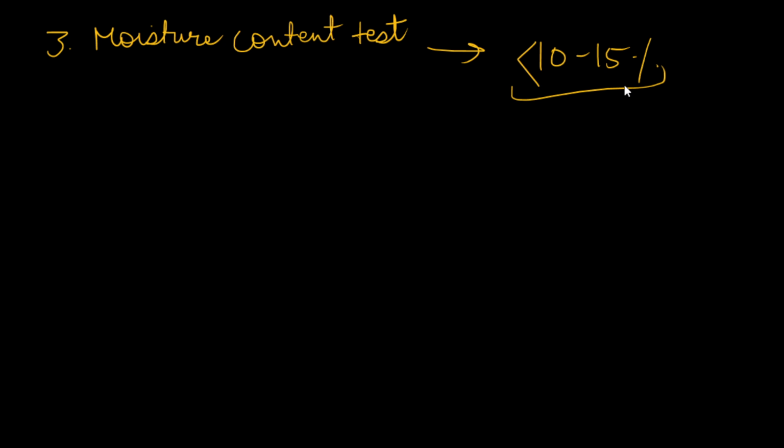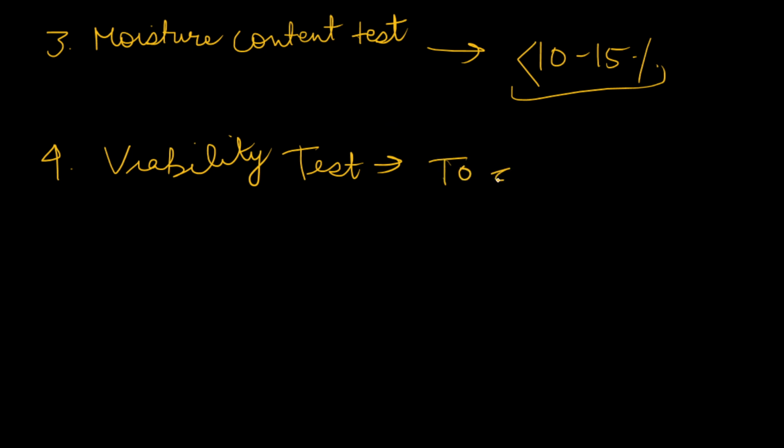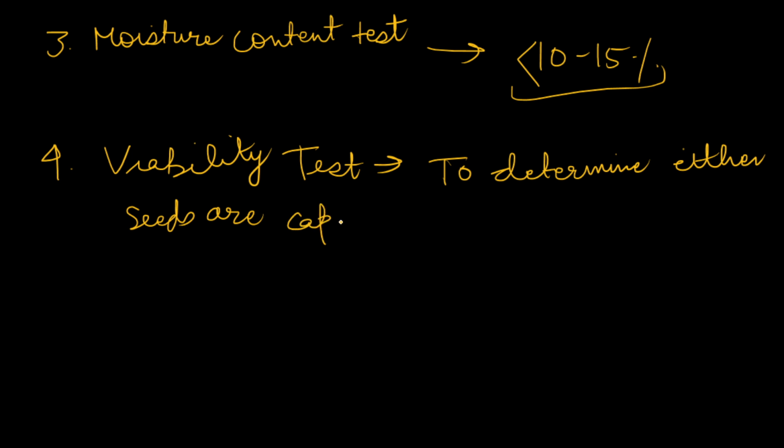Next we have the viability test. Its purpose is to determine whether the seeds are viable to germinate, or in simple language, you can say to determine whether seeds are capable of germinating or not. So this is done through the viability test.